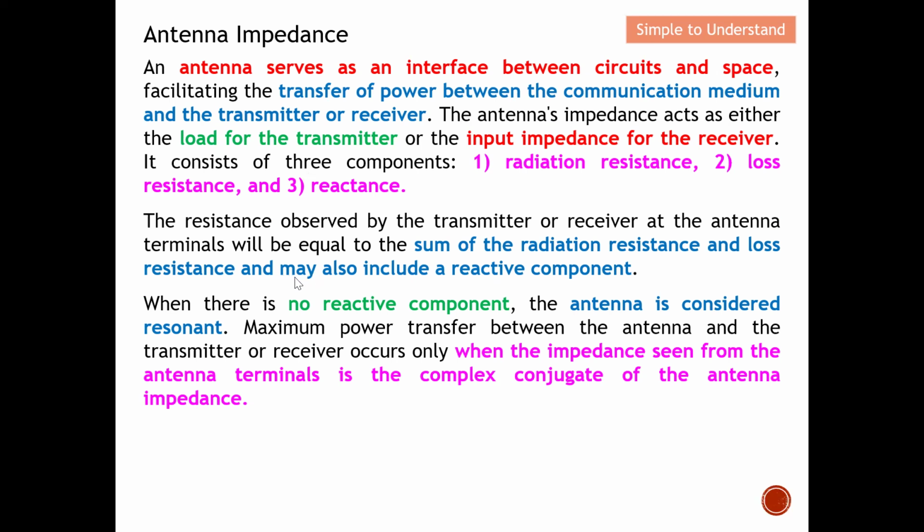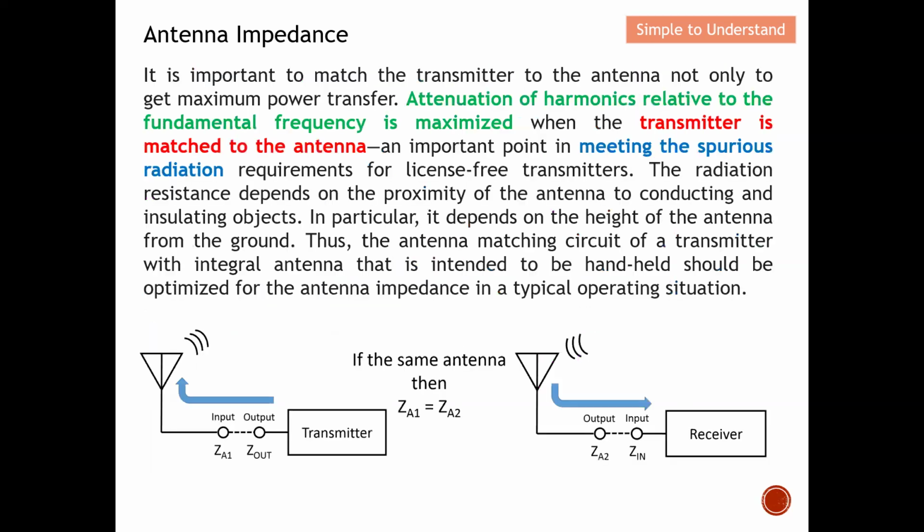If we do a so-called match, then we will remove the reactive component. However, in the reality of an antenna, it may include the sum of radiation resistor, loss resistor, and also the reactive component. When there is no reactive component, the antenna is considered resonant. Once it is resonant, maximum power transfer occurs between the antenna and the transmitter or receiver. When the impedance seen from the antenna terminal is the complex conjugate of the antenna impedance, then we are able to have this maximum power transfer.